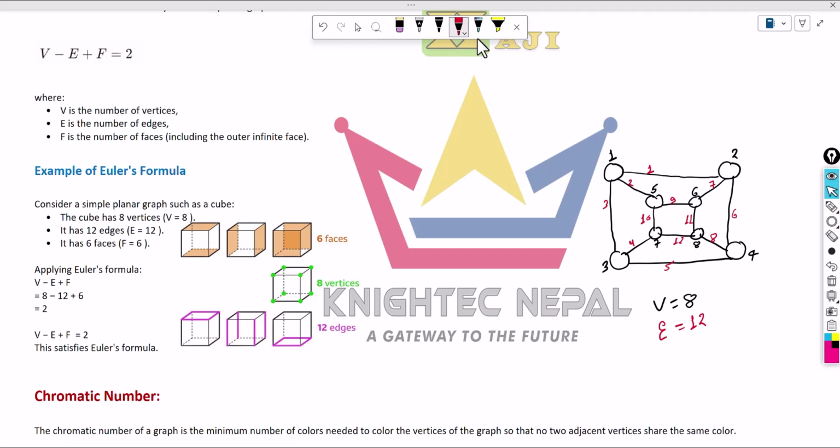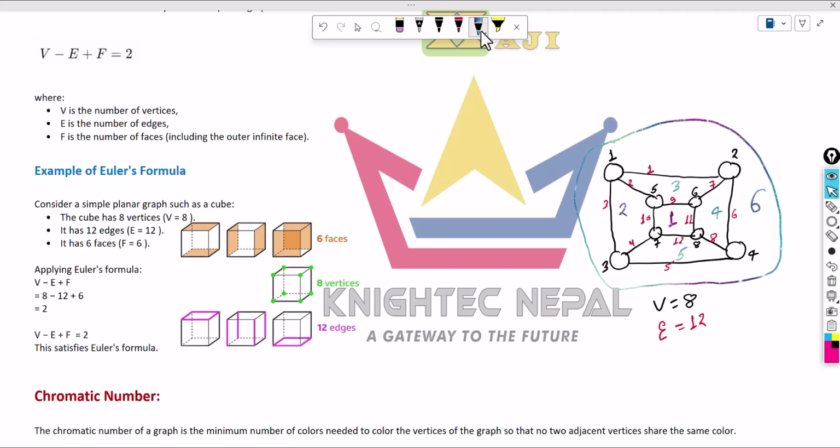Now the faces. This is 1, this is 2, this is 3, this is 4, this is 5, and this back side represents the 6th face.